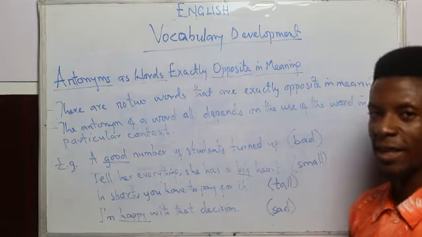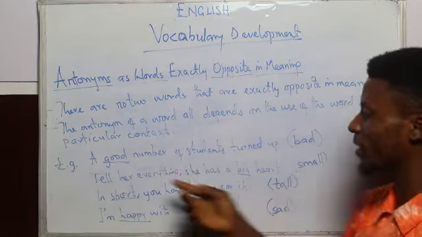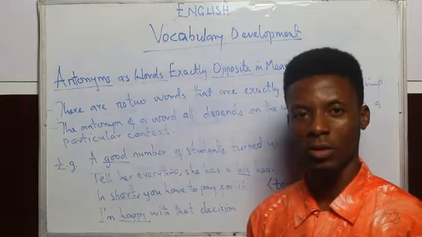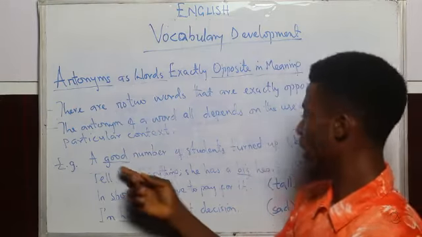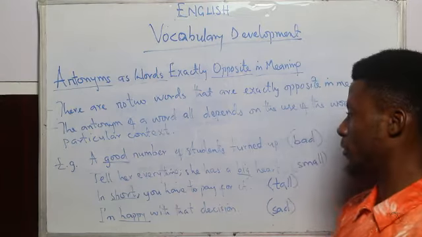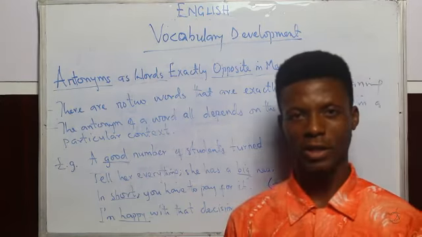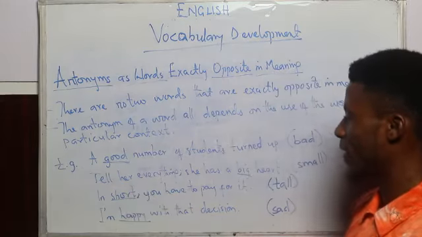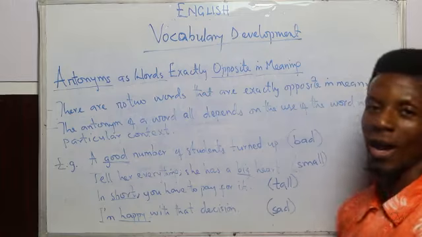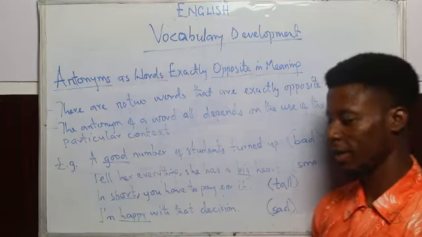Now let us see if these words are going to mean the same thing in the sentences. A bad number of students turned up. It is not grammatical. It doesn't go. Here we have, tell her everything. She has a small heart. It doesn't make sense either.